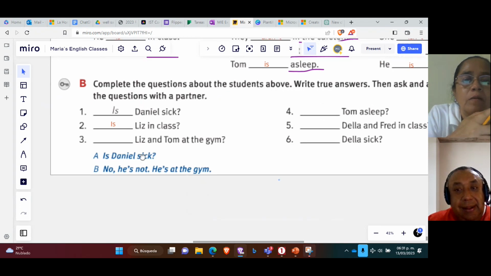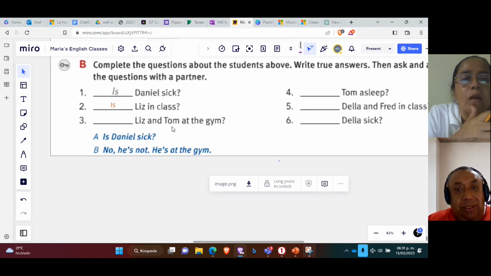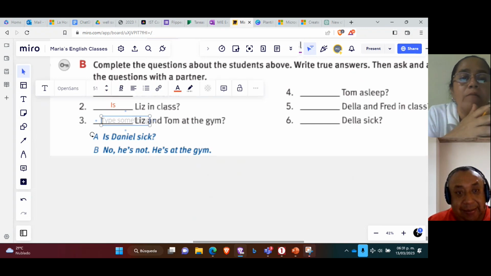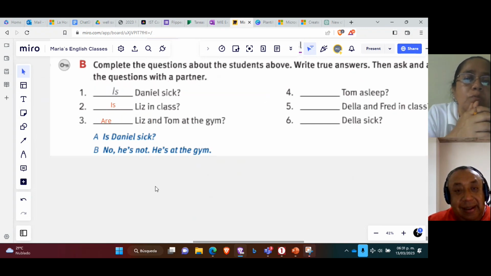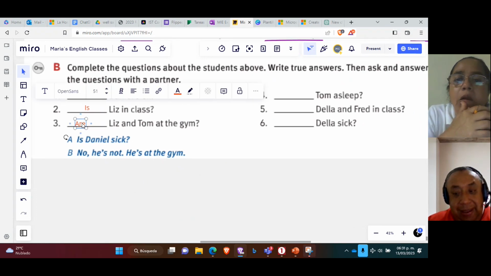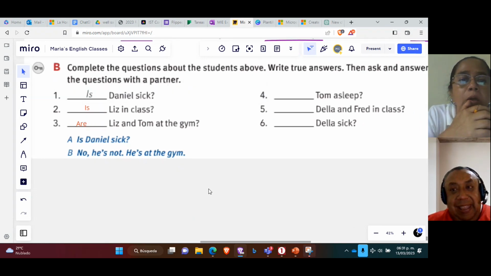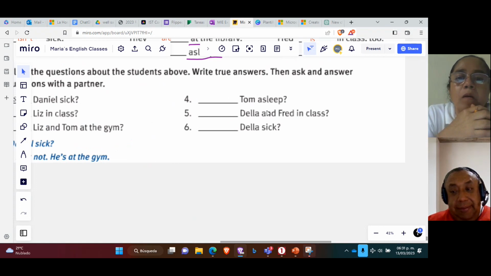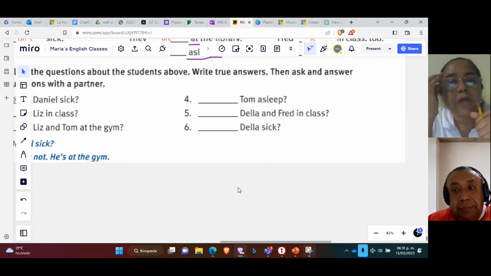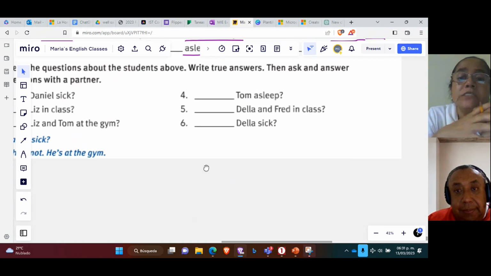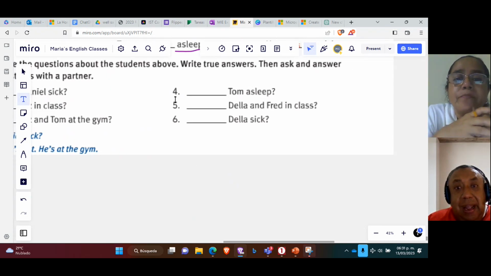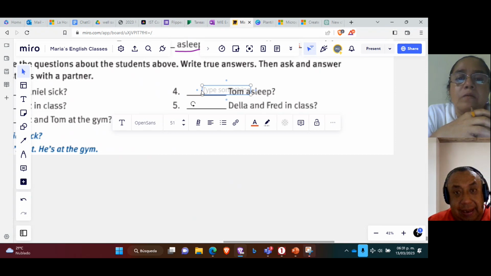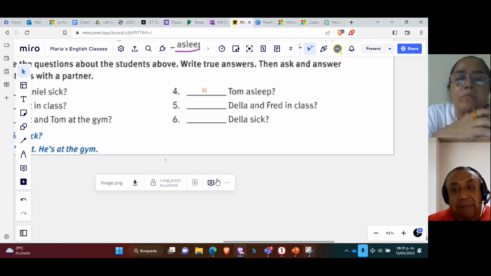Ajá. ¿Qué tal te dice? Liz and Tom are the gym. Are. Excelente. Are Liz and Tom at the gym? Ok. ¿Qué tal, Mari? El siguiente. Tom asleep. Is Tom asleep? Ok.